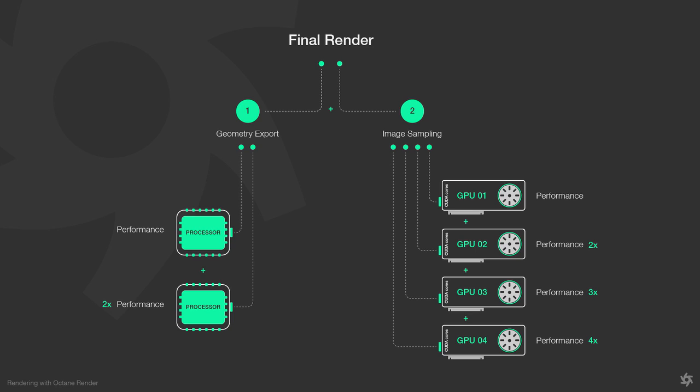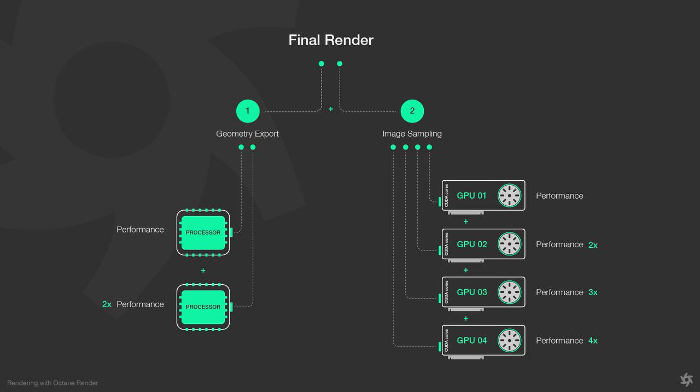Pressing the render button will trigger a couple of events that will execute in the background. In the first stage, all scene geometry is collected and sent to the render engine. How fast this process is complete depends on the number of installed processor cores and RAM memory. Once it's done, Octane will proceed to part 2, which is to sample the image.